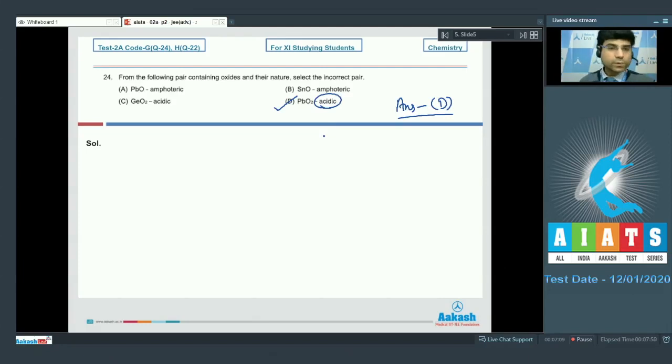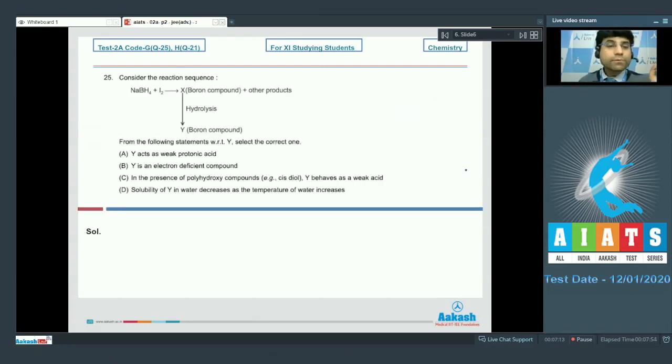Now let's move to the next question, where we have NaBH4 which reacts with I2. It gives you X. So this X is B2H6. Diborane is formed when NaBH4 reacts with iodine. Now on hydrolysis it will give you H3BO3, orthoboric acid. From the following statement or statements with respect to Y, select the correct option. A says Y acts as a weak protic acid.